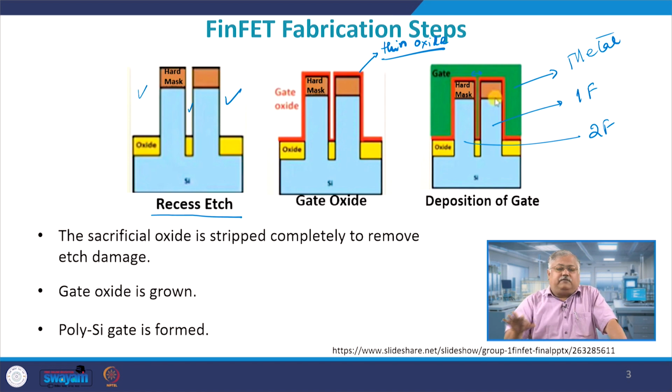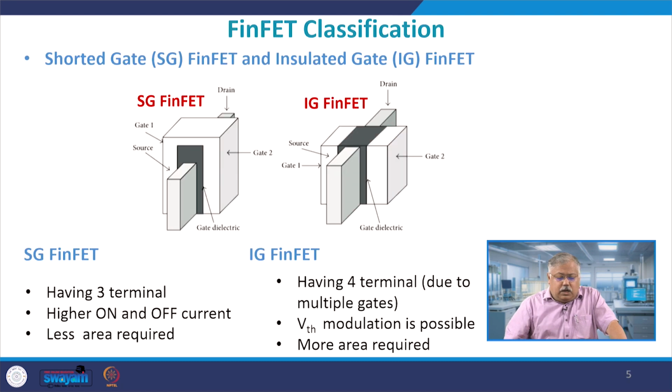So these are the basic fabrication steps. I am not going into details of it. You can find it in many other resources. Now let me explain two types of basic structure of FinFET. There are other structures also, but I will be focusing on two, based on how the gate is surrounding the channel and how the potentials or the biases are given to the gate.